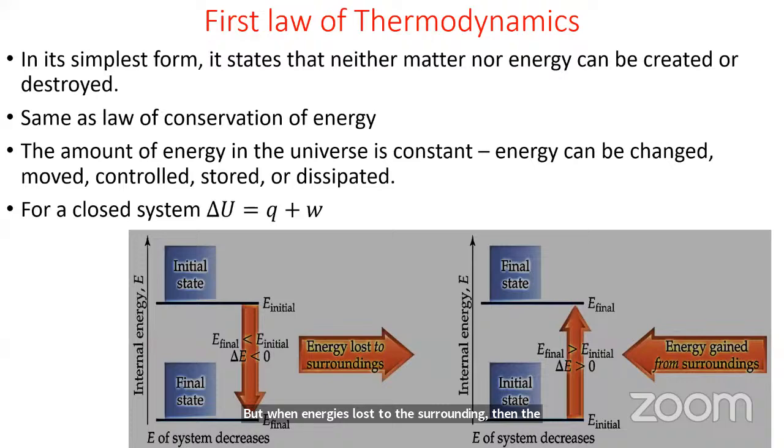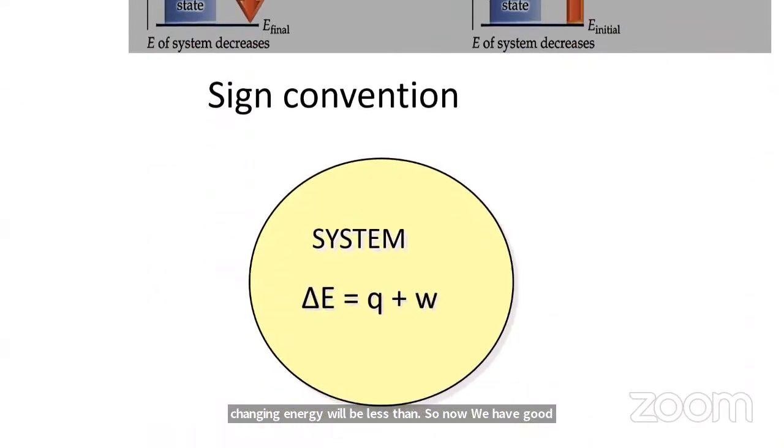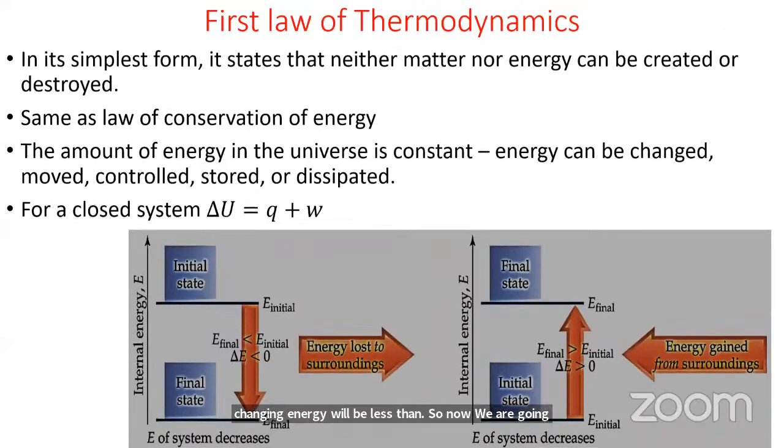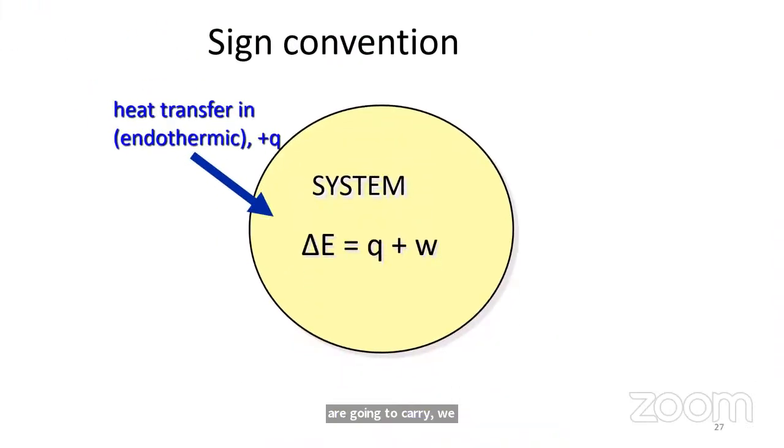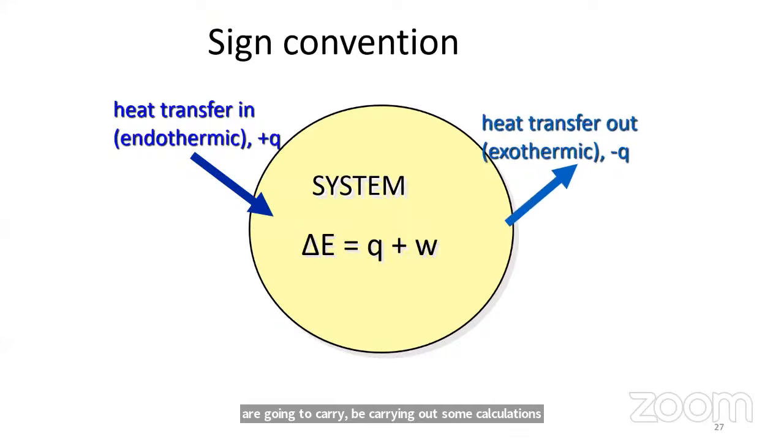So now, we are going to look at a closed system because we are going to be carrying out some calculations involving a closed system. For a closed system, the change in energy is your heat absorbed plus work done. So this is the formula for our closed system. We also look at some sign conventions because in your equations, you might be seeing some signs. So what does the sign mean?